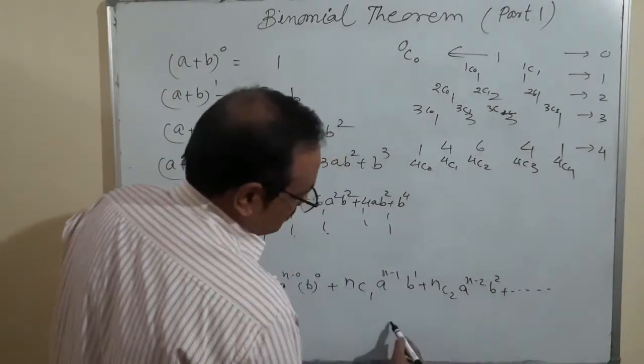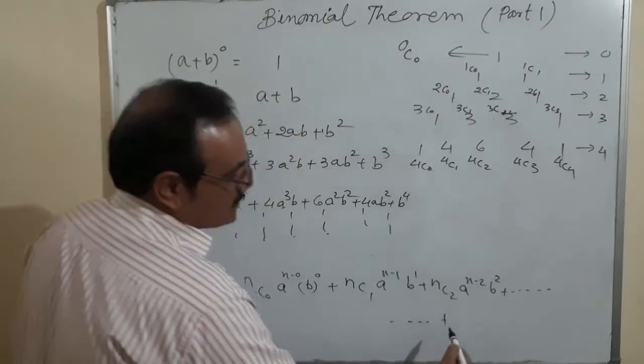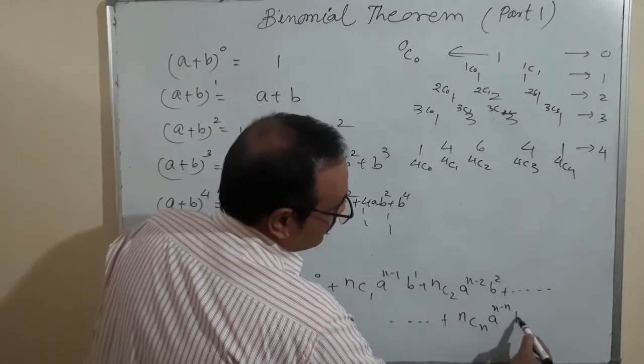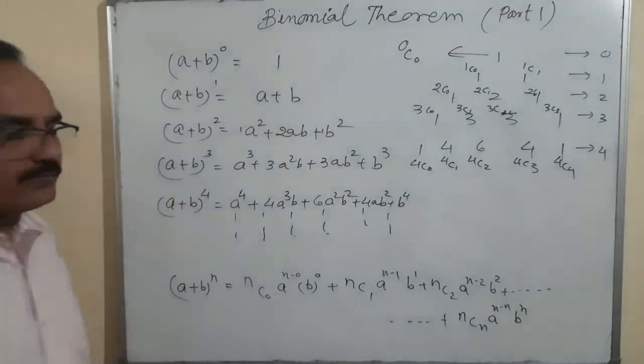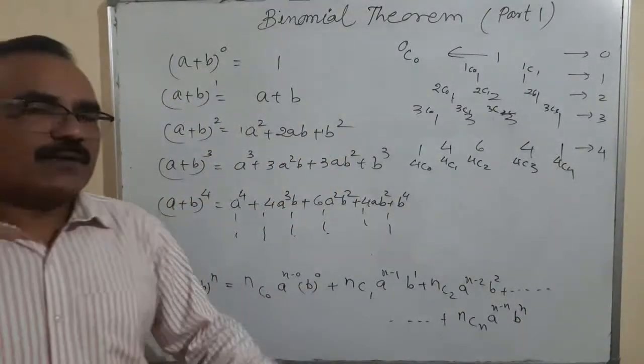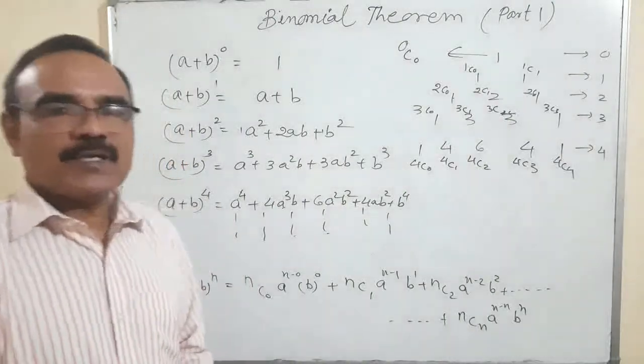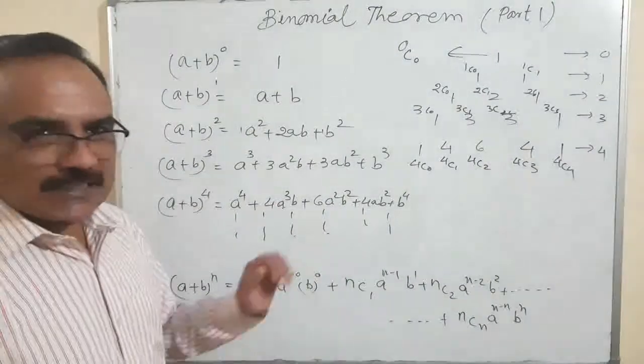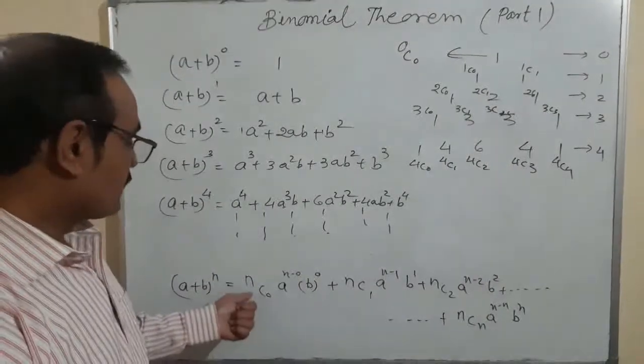And in this same sequence, when we go to the last term, nCn a to the power n minus n and b to the power n. Okay, so that is called the binomial expansion of (a + b)^n. I hope you have understood it. This is the expansion starting from nC0.